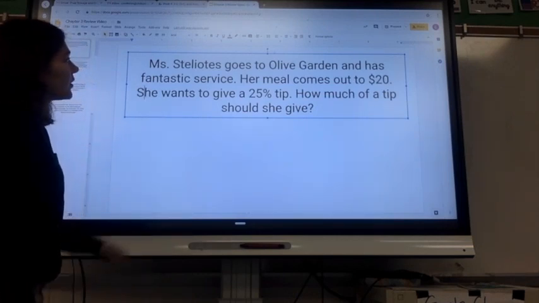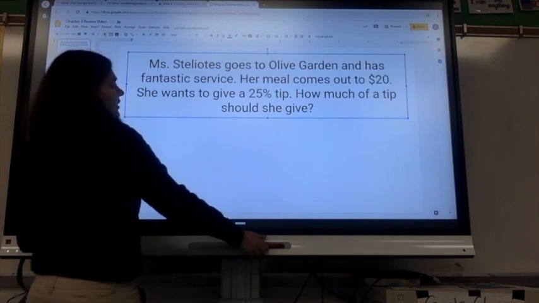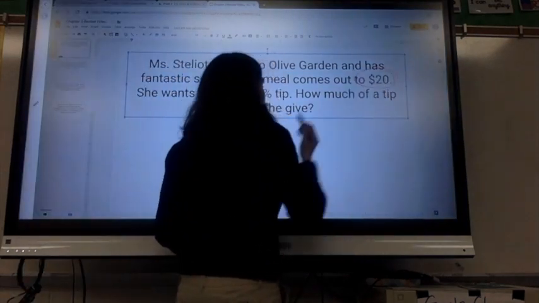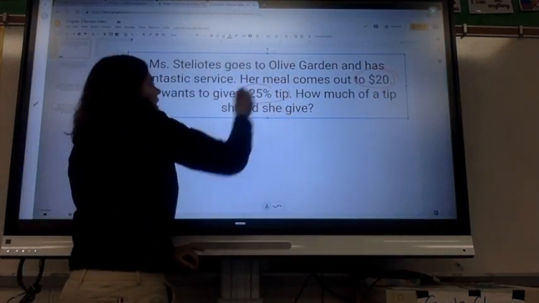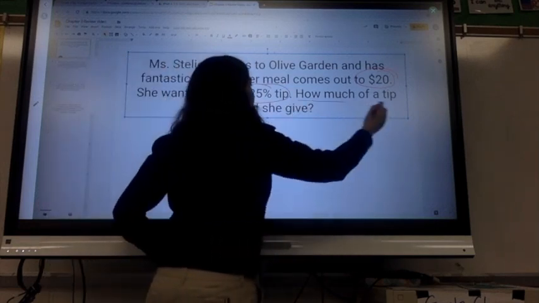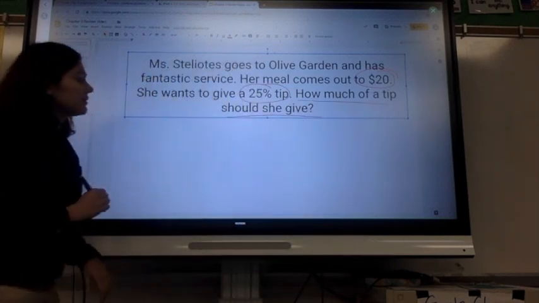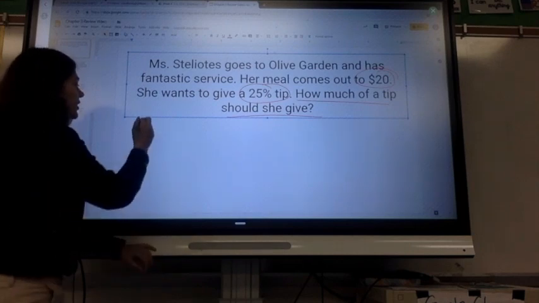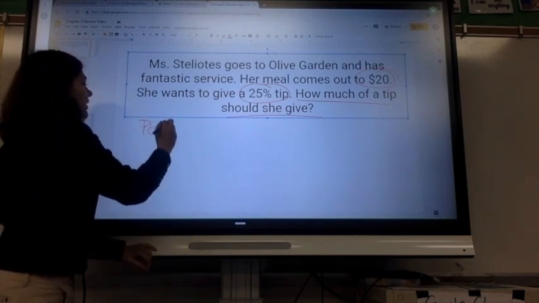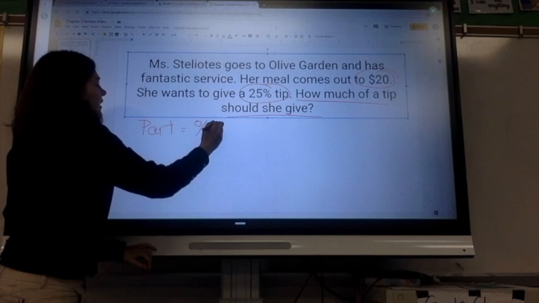Okay, so going to Olive Garden, fantastic service. Her meal comes out to $20. She wants to give a 25% tip, and we're trying to figure out how much of a tip she should give. So like always, I'm going to start by writing my percent equation. Part equals the percent times the whole.